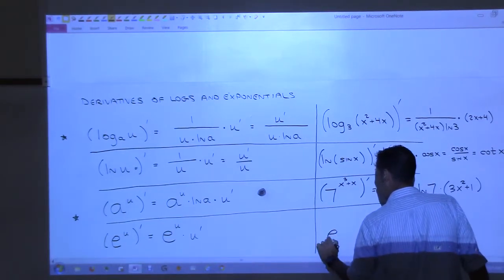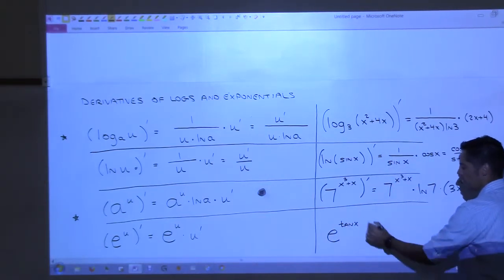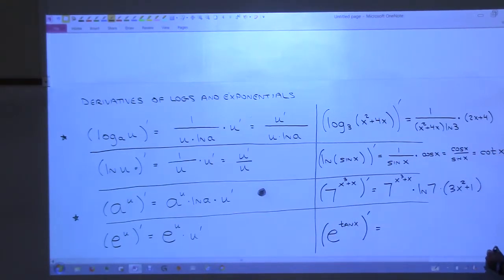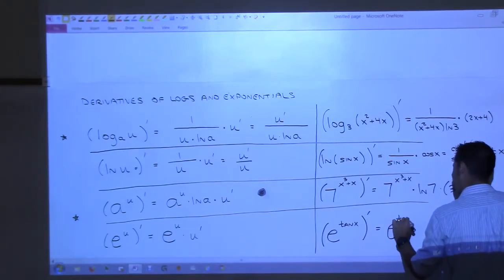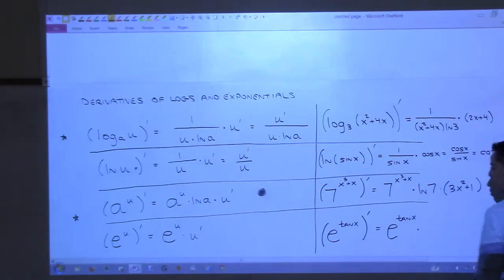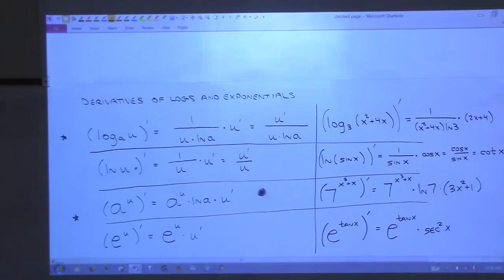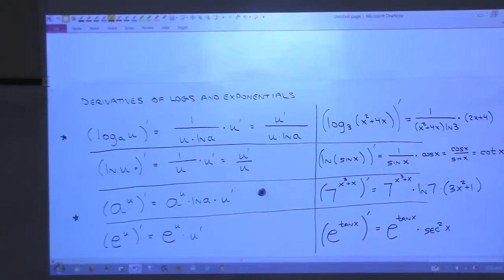All right, and then e, let's do one of these. How about e to the tangent x? If I want to take the derivative of that, according to the formula, the derivative of e raised to anything is itself. So e to the tangent x. But then multiply that times what? The derivative of tangent of x, which is secant squared x. So you have to go back and remember when we were doing derivatives of trig functions, the derivative of tangent was secant squared. And that's it. That makes sense?